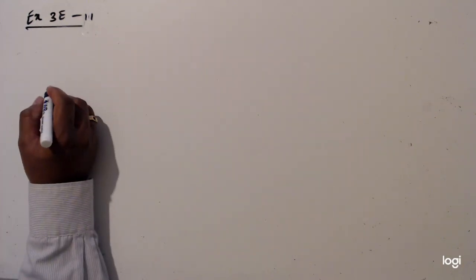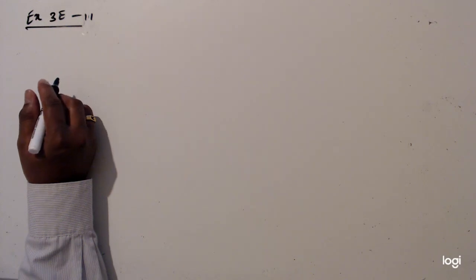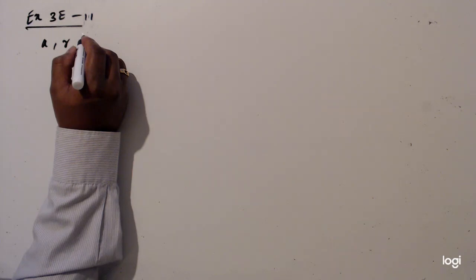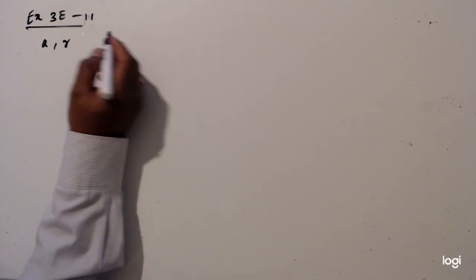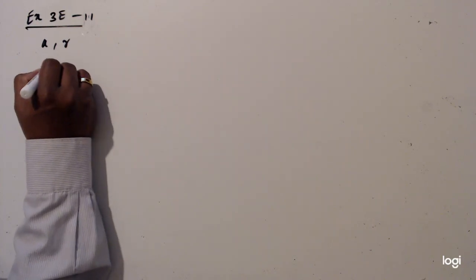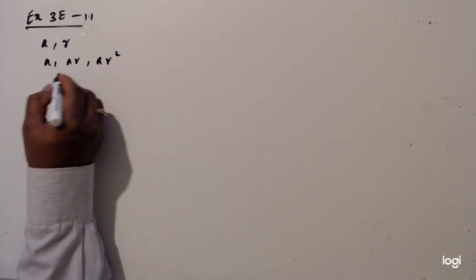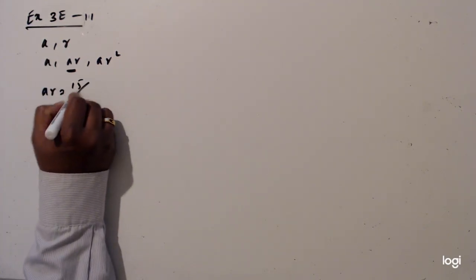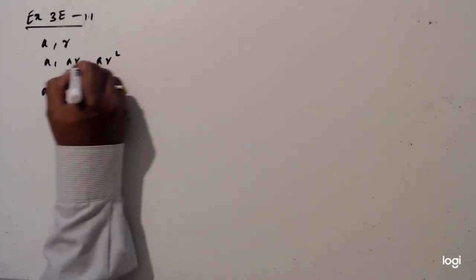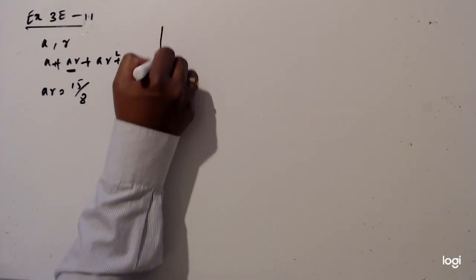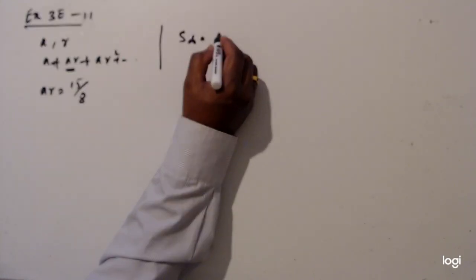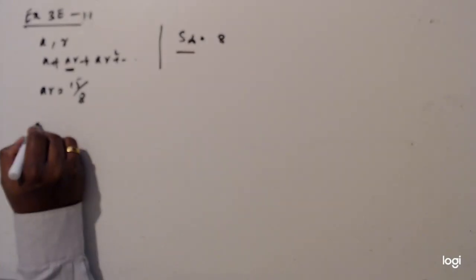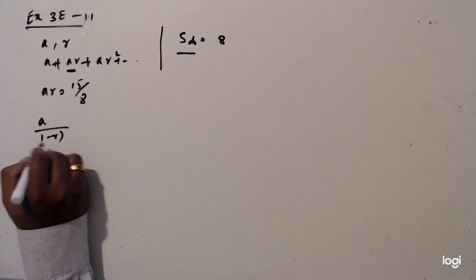Question number 11. The first term is a and the common ratio is given r, and the second term, we know that this series is ar, so the second term is given as 15 over 8. Then the sum to infinity is given as 8. So sum to infinity means a over 1 minus r is given as 8.